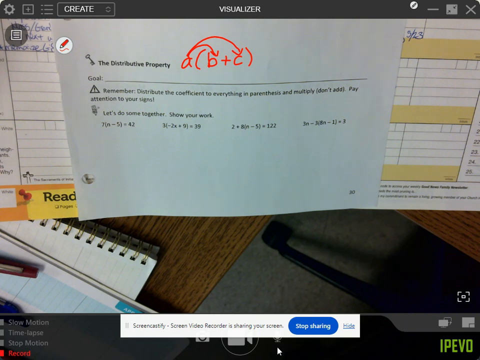What do you think the goal is for that? What are we trying to take away? The n? Nope. Remember, we're taking away those parentheses. So the goal is to eliminate parentheses.